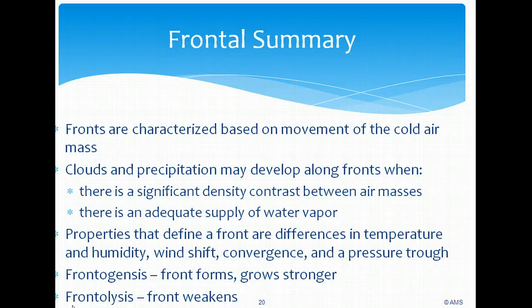This slide summarizes the information regarding fronts, and it's basically a repeat of what we've talked about. There are a couple of terms here, however. Frontogenesis: the front forms and grows stronger. Frontolysis is where the front weakens, and you'll see those terms coming up as we progress in this particular chapter.